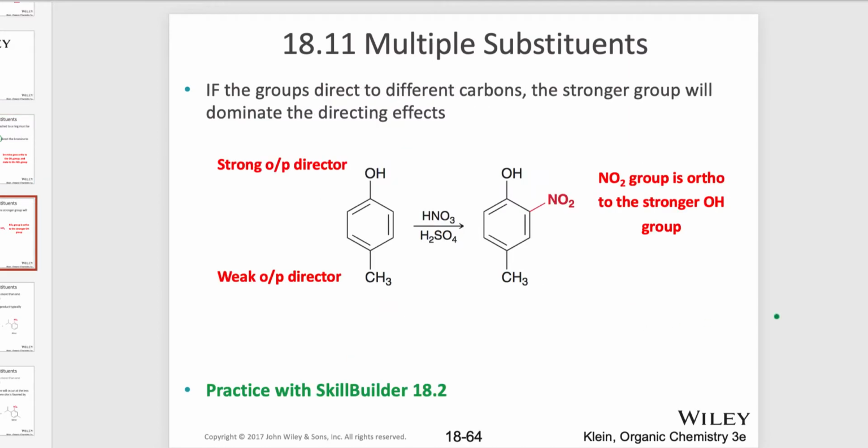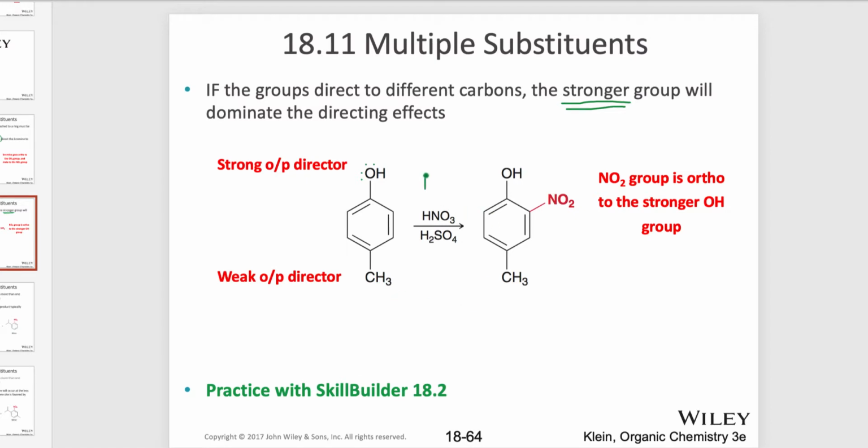If the groups direct to different carbons, then we have to really focus on which one is stronger. We have learned that resonance is a much stronger effect than induction, and that will then prevail. For example, here we have an ortho-para director through induction, and here we have an ortho-para director through resonance. Remember, we have electrons that could be put into the ring, which is much stronger through the resonance effect compared to the induction effect here.